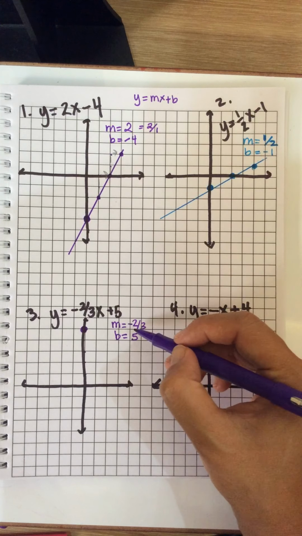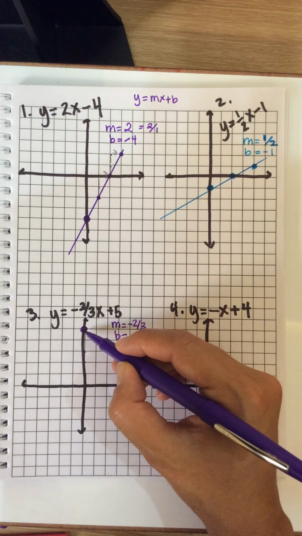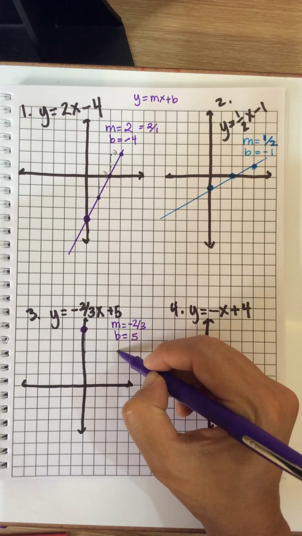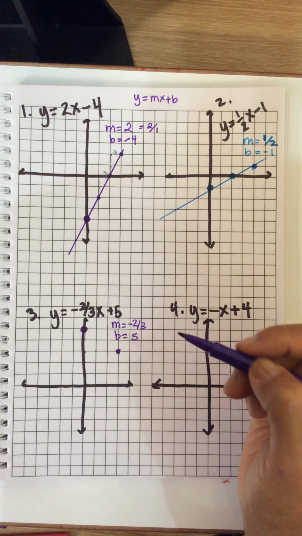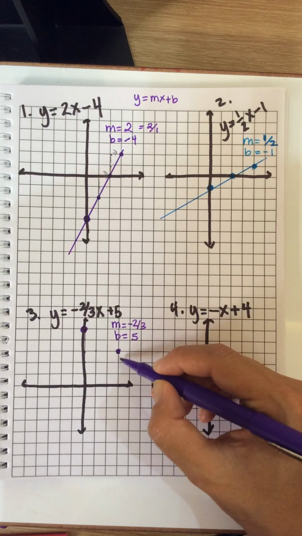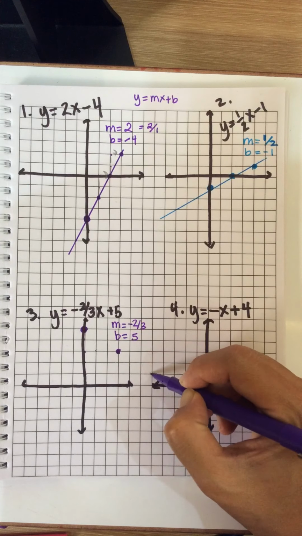So here's what I mean. If it's negative 2/3, you go down 2, 1, 2, but over 3, 1, 2, 3. So you should always go to the right. The negative just means down instead of up. Down 2, over 3.